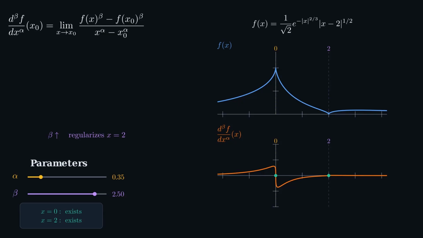So the parameters are not only changing the shape of the graph, they are changing the regularity of the derivative. This is one of the reasons why the definition is useful. It gives a controlled way to modify singular behavior through the parameters alpha and beta.